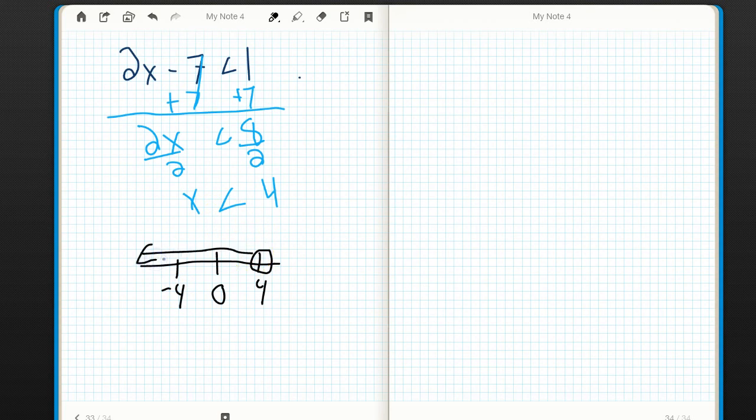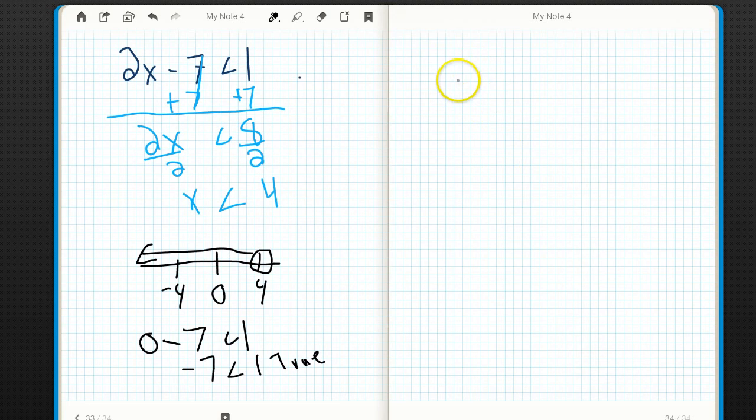So now we always check. So again, we're going to use 0 to check. So we plug in 0. 2 times 0 is 0. So we have 0 minus 7 less than 1. -7 is less than 1. So now is this true? Is -7 less than 1? That is true. Since it is true, the arrow must be going through 0. Does the arrow go through the 0? Yes. So we did it correctly.